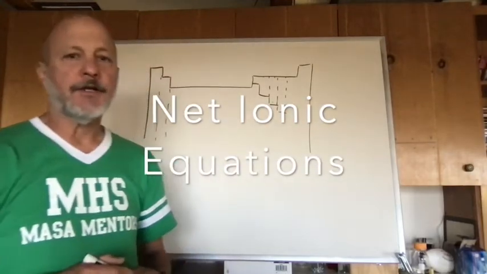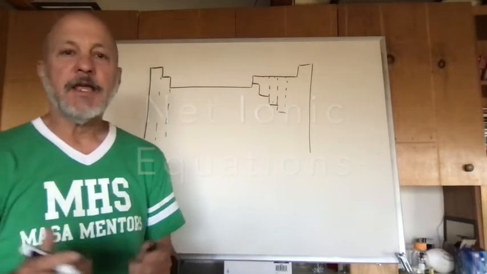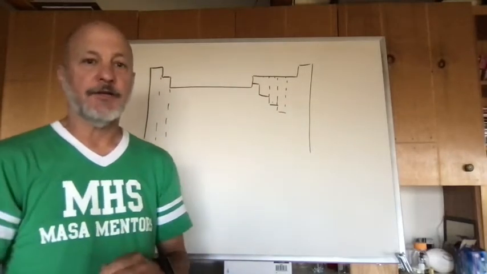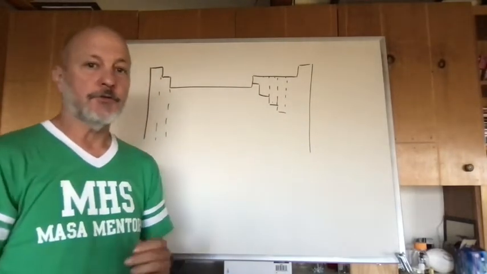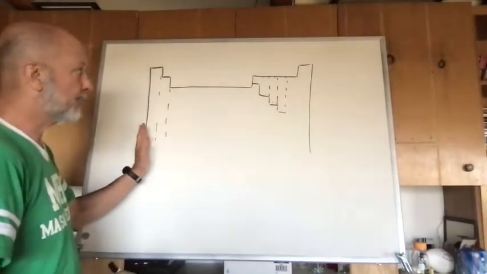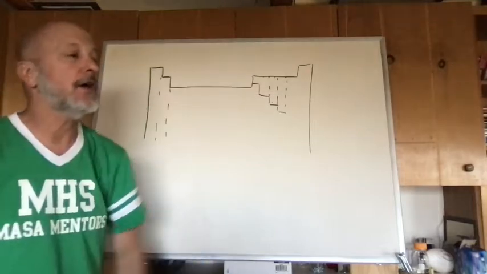In a previous video, we talked about how to name ionic compounds, how to look at the formula, determine the charges of the ions, and how they combine to form a neutral compound. And just as a quick summary, ionic compounds are metals combining with nonmetals.